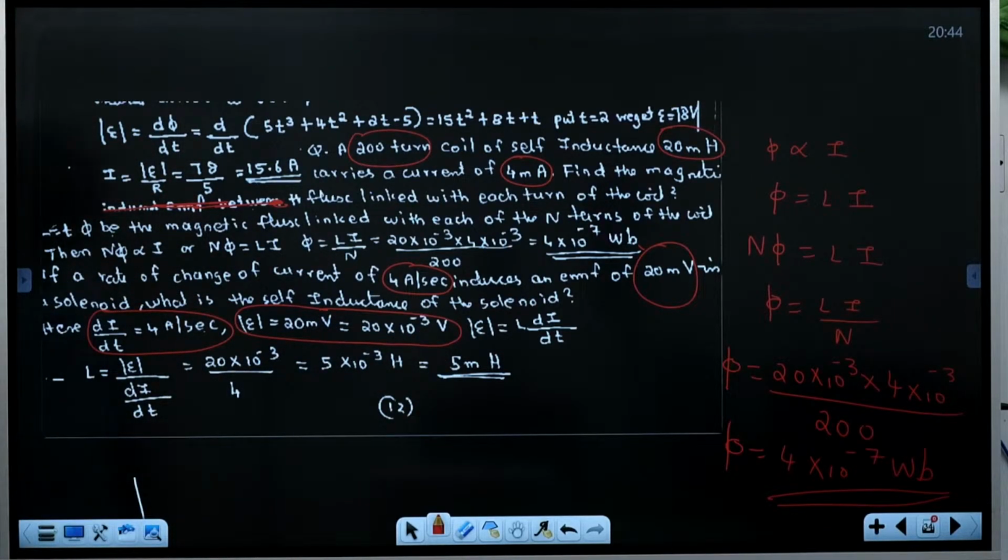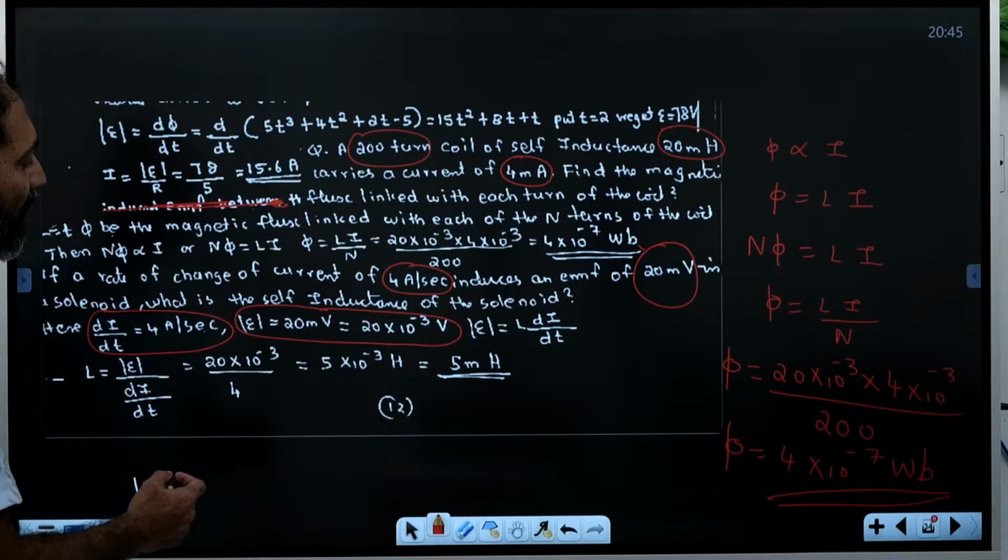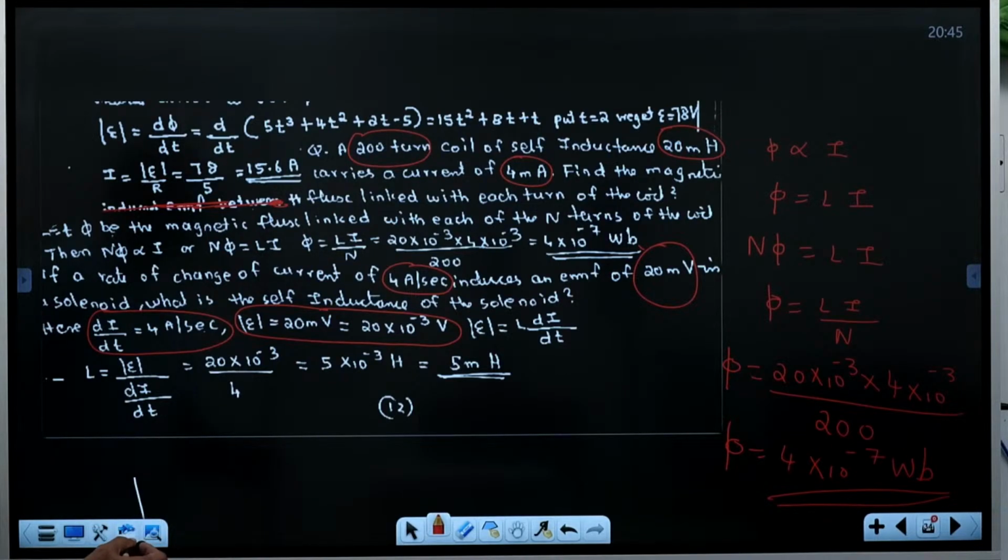So what is induced EMF? E equals L di by dt. So what is L? L is E by di by dt. So E divided by di by dt: 20 into 10 raised to minus 3 divided by 4. So what is the answer? 5 into 10 raised to minus 3 Henry. That is 5 millihenry. Any doubt?